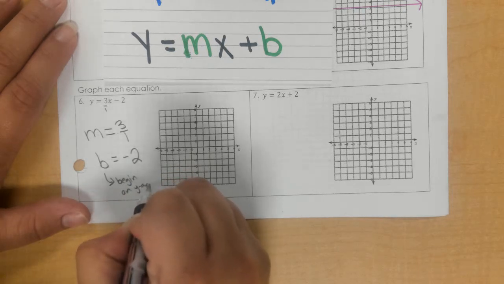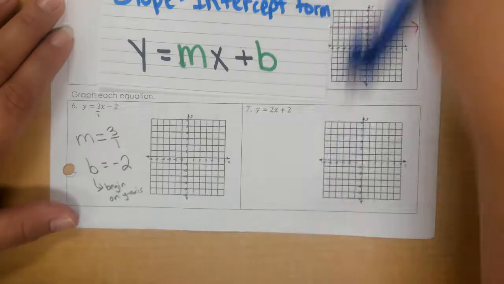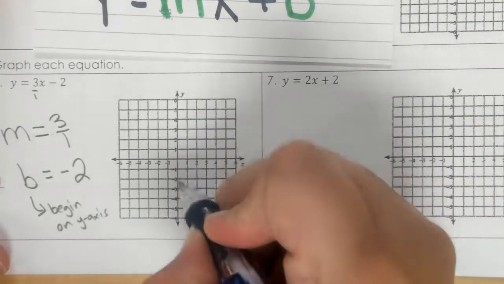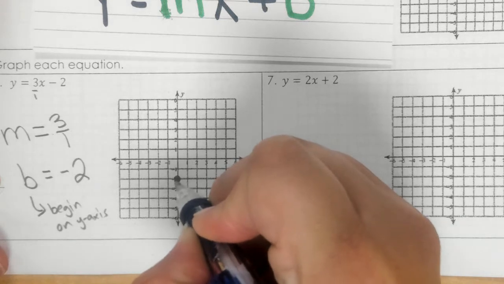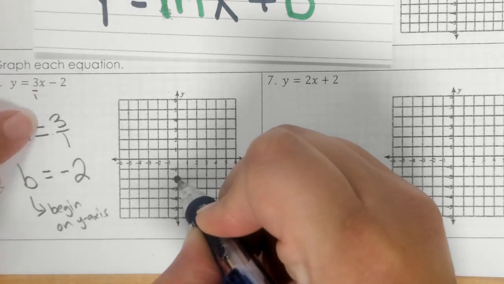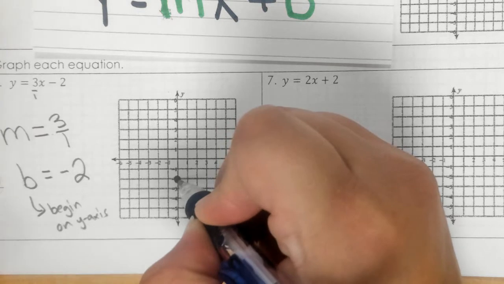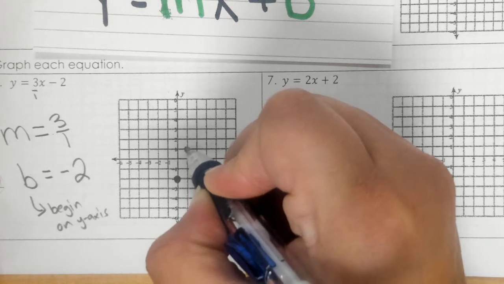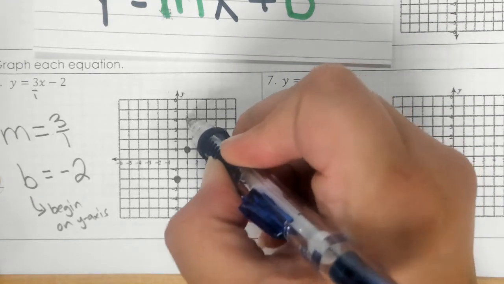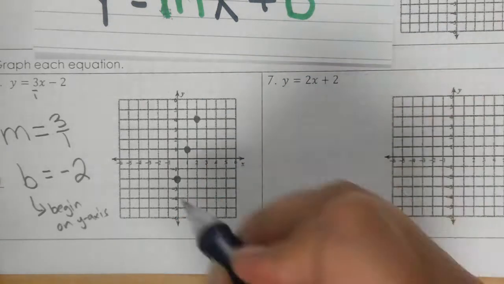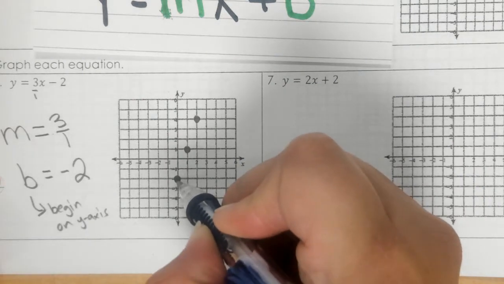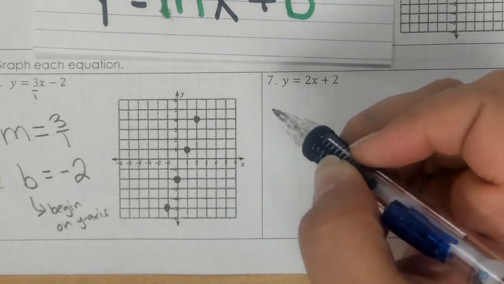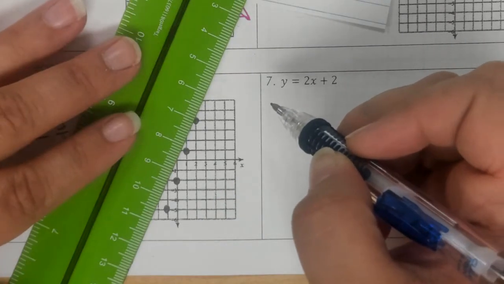And you always begin on the y-axis at whatever this number is. So I'm going to go on the y-axis at negative 2, put a point. Then my slope is 3 over 1, so I'm going to have to rise 3, run to the right 1. Rise 3, run 1. Then I go back to that number, and I can see if I can go down. So I go down 3, left 1. I'm still on that line, so I can go ahead and graph my point.